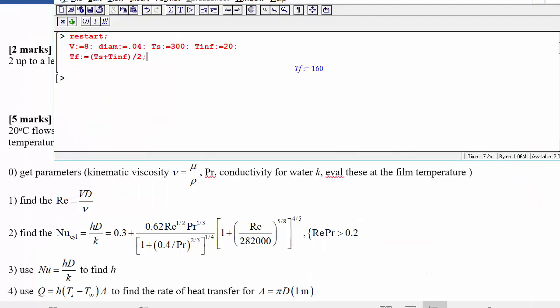So the parameters that we're going to need: nu, based on mu over rho. We're going to need to figure out what mu and rho are. And we're going to need to figure out what K is for later. Oh, and the Prandtl number. Yeah, so we can get all of these things in the back of the textbook.